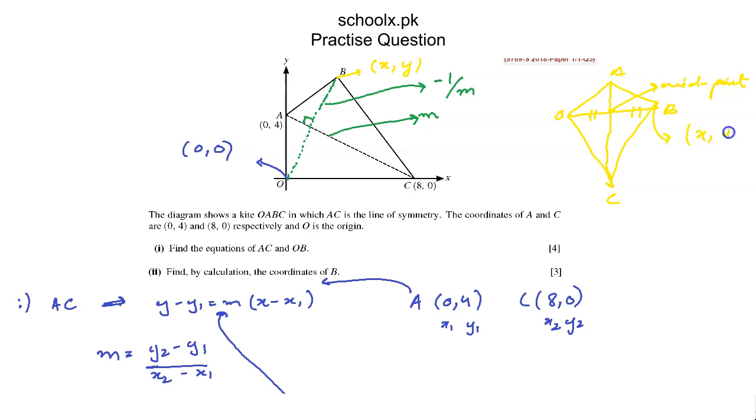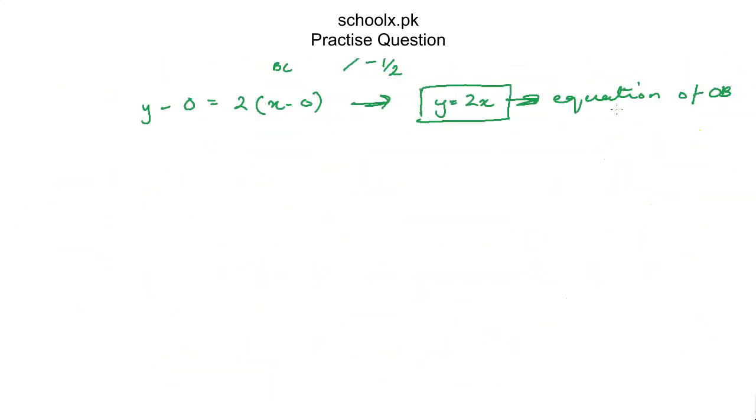C is 8, 0. A is 0, 4, it's all written on the diagram. I've just shifted it to make it vertical, and O is the origin 0, 0. Now we'll find the intersecting point of AC and OB, which will be the midpoint of OB.